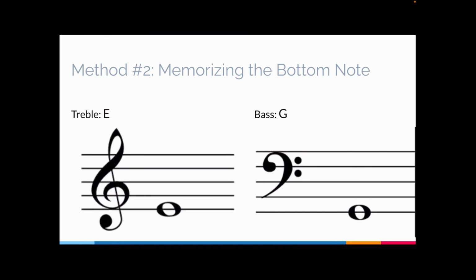So this is the second method. All you have to do is memorize the bottom line notes of the treble staff and the bass staff. The bottom line of the treble staff is E. The bottom line of the bass staff is G.